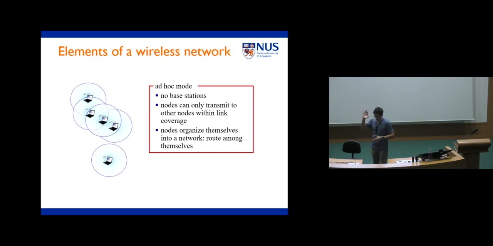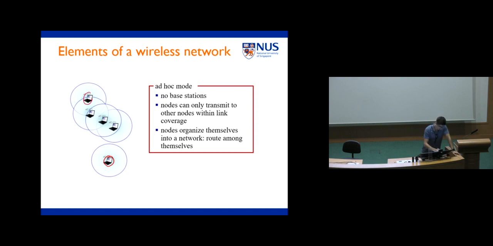Obviously, it would not be an exact disk in a real scenario, but this is just an approximation. The point is that if they are too far, for instance, this wireless host is too far from the others, so it is not in the range of the others, and it cannot communicate with them. So that is an issue.